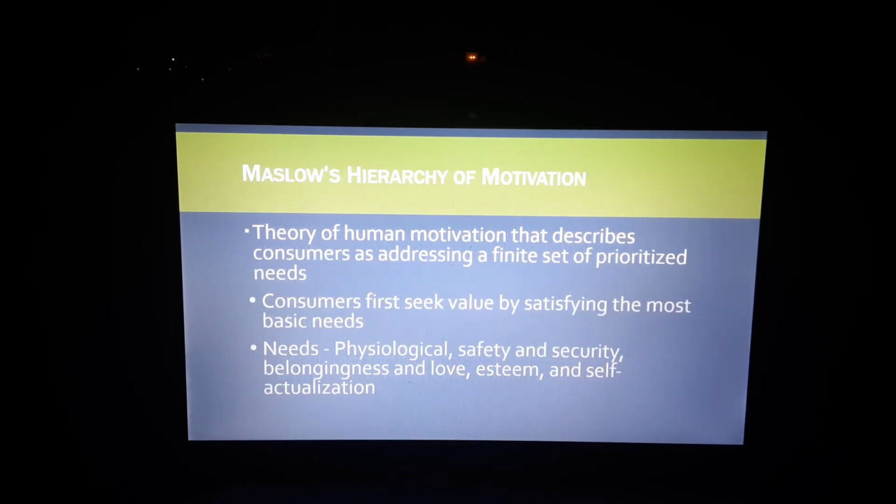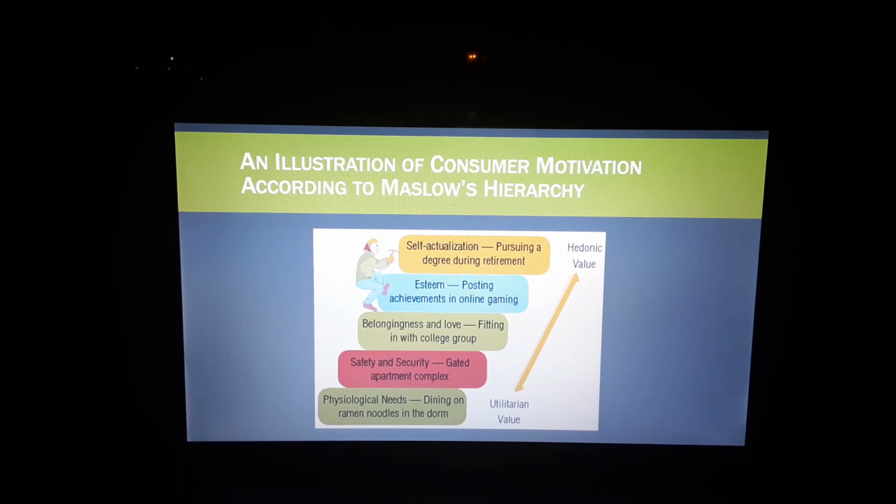In many other classes, we talk about Maslow's hierarchy of needs. It's this idea that there are different levels of needs that all of us share, and we seek to satisfy our most basic needs. Before the upper level needs can be fulfilled, the lower level needs need to be filled. The levels are physiological, safety and security, belongingness and love, esteem, and self-actualization. So here's a graphic that talks about that.